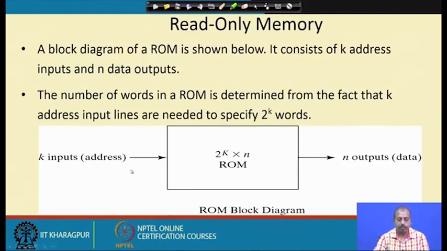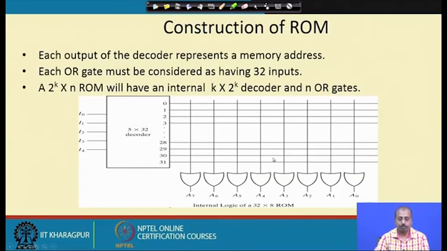We have k input lines and n output lines. The number of words in a ROM is determined from the fact that the k input address lines are needed to specify 2 to the power k addresses, or 2 to the power k words. So, 2 to the power k words are there. A k bit input address is necessary, and there are n output lines from there.